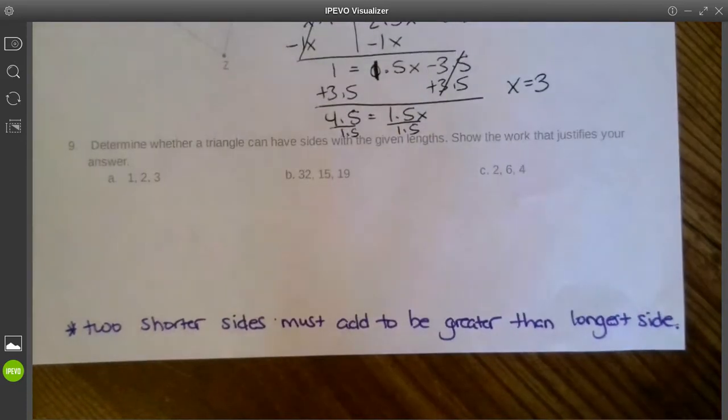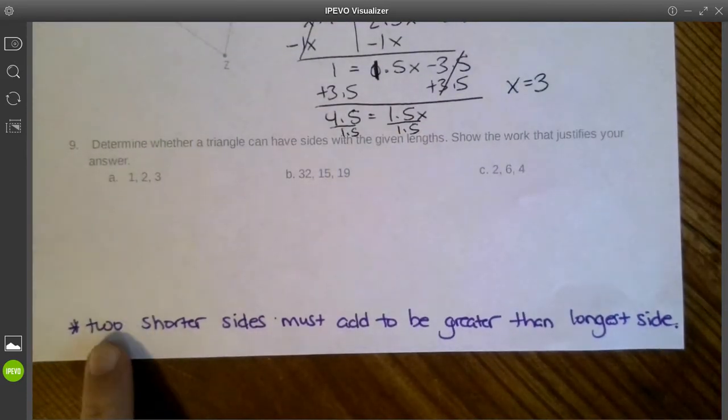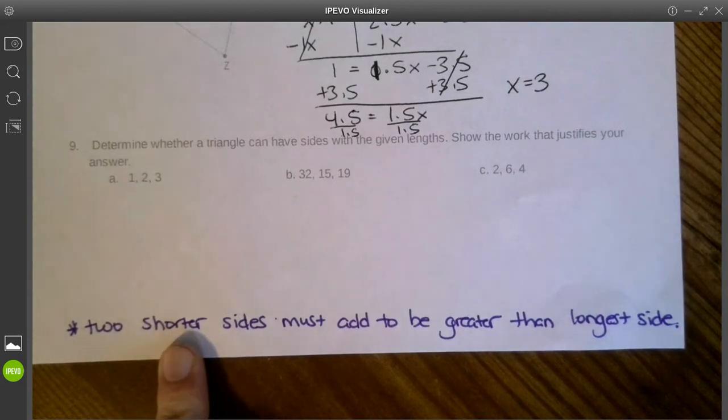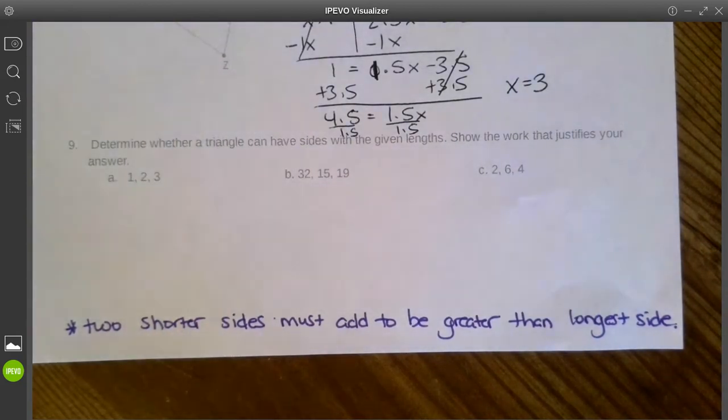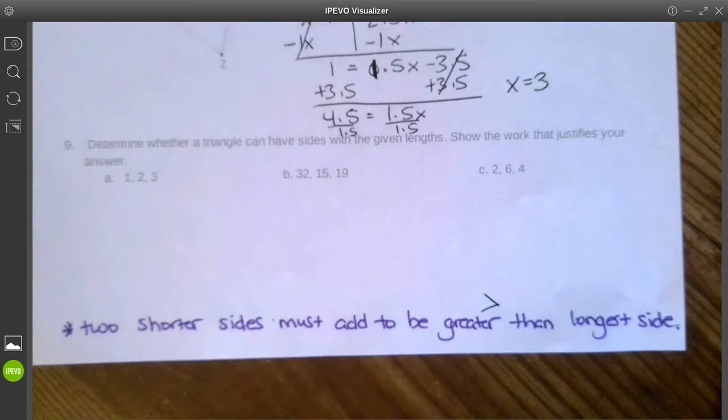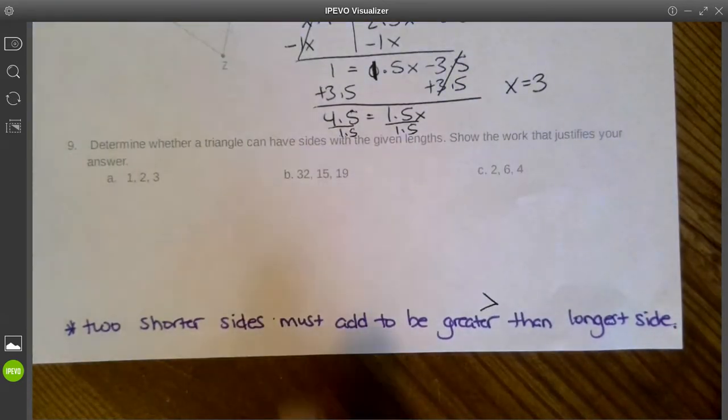Remember, in order to form a triangle, the 2 shorter sides must add to be greater than the longest side. So we're going to check to make sure this is true in each case. If it is, it can make a triangle. If it's not, it could not make a triangle.